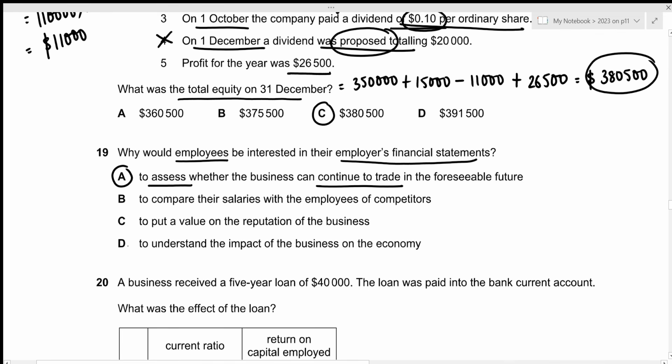Let's take a look at the remaining options as well. To compare their salaries with the employees of competitors. This is incorrect because their salaries will not be disclosed as part of the financial statements. Then the third one is to put a value on the reputation of the business. So reputation of the business will be subjective and it has nothing to do with the financial values shown within our financial statements. So this is again incorrect. Then the fourth one is to understand the impact of the business on the economy. Again, the financial statements will only show the values of the company itself. It will not show the value comparing it to the entire economy. So that's incorrect as well.